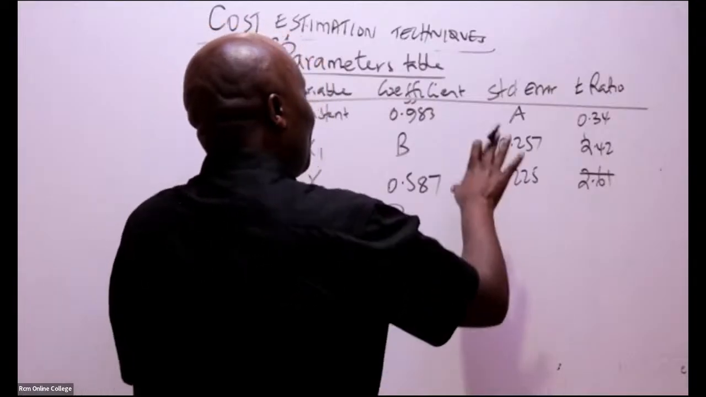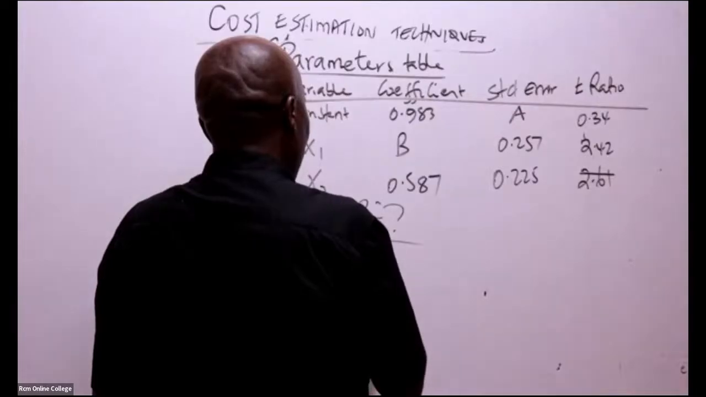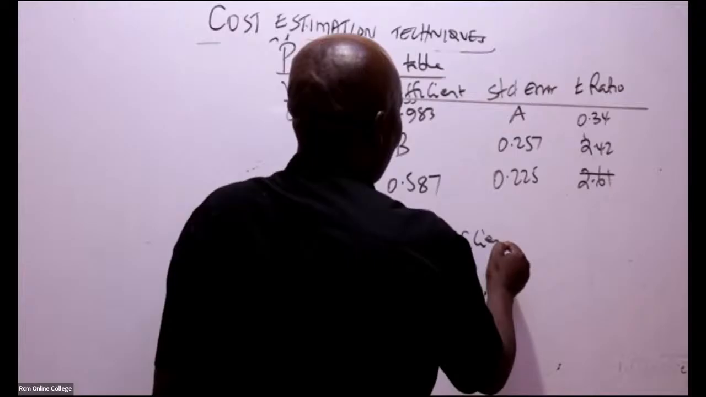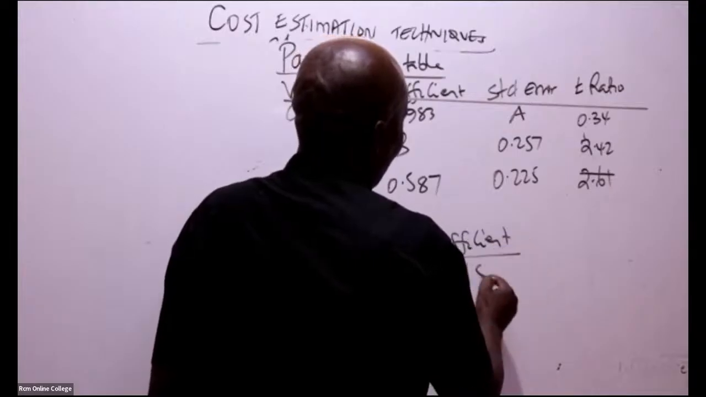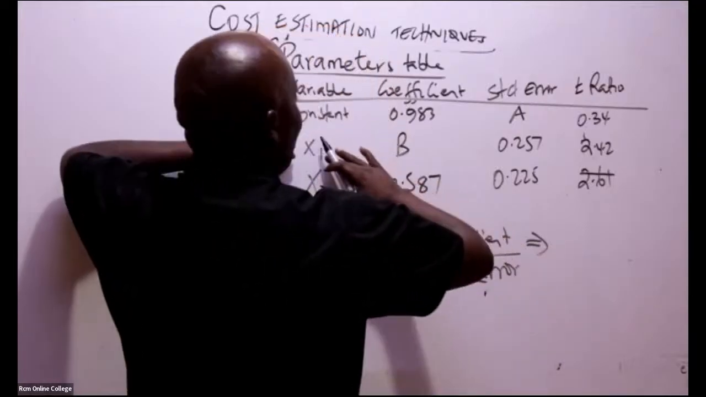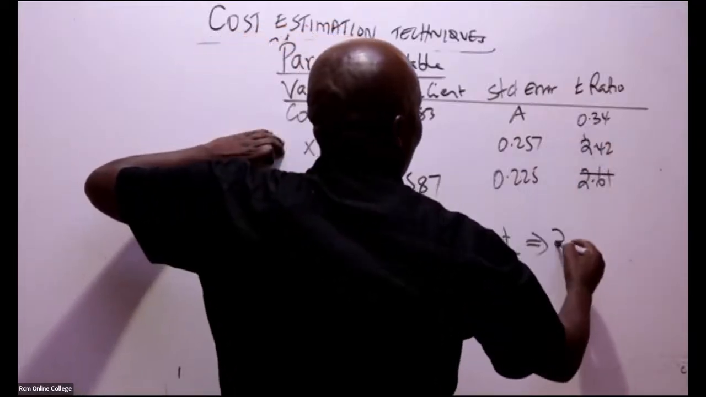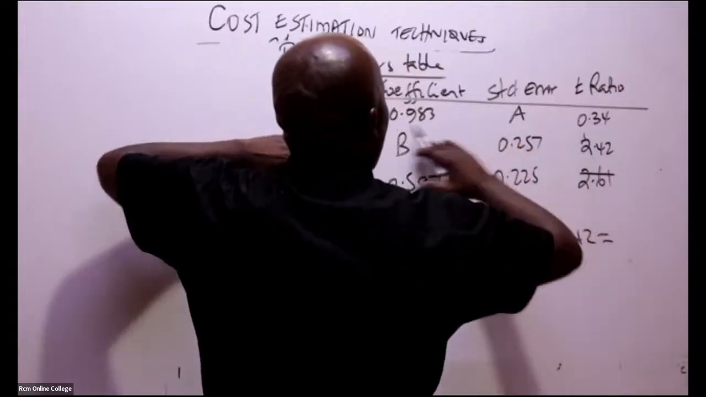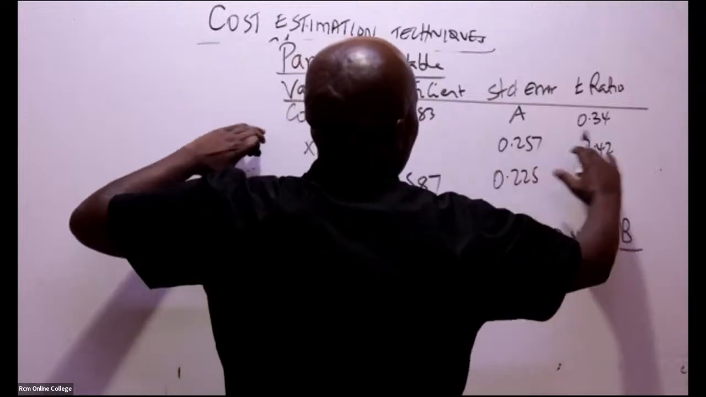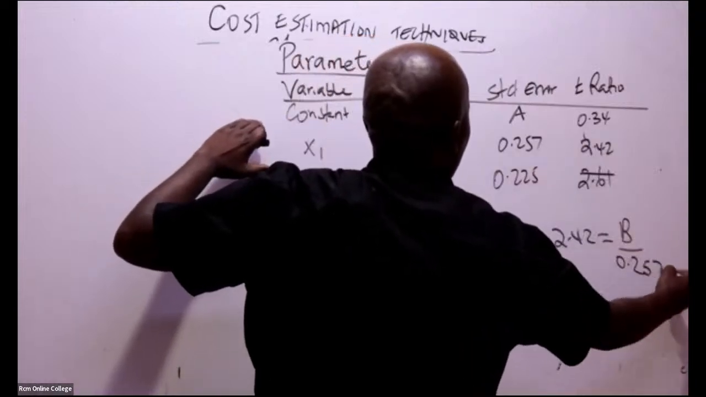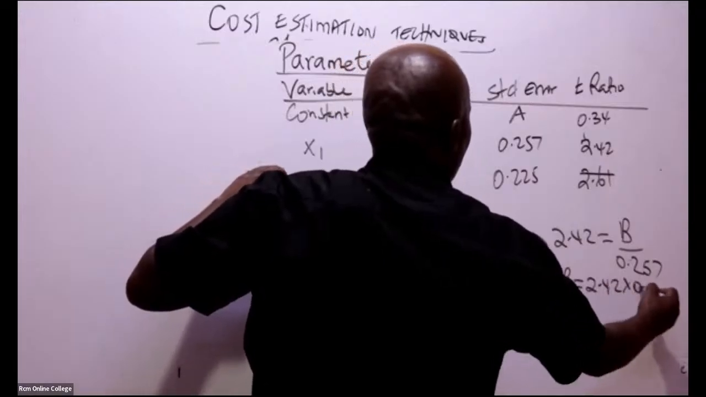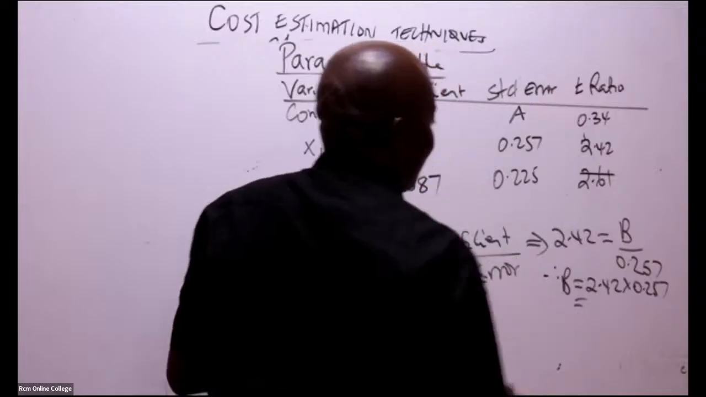So of course you're playing around with the T-ratio formula. We know that T-ratio equals coefficient all over the standard error. So you come here. The T-ratio for this variable is 2.42, equals the coefficient of this variable, which is what is missing, B, all over the standard error, 0.257. Therefore, B will be 2.42 times 0.257, which will end up giving us what figure?